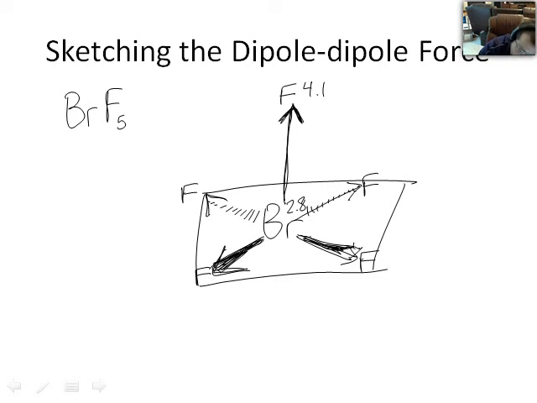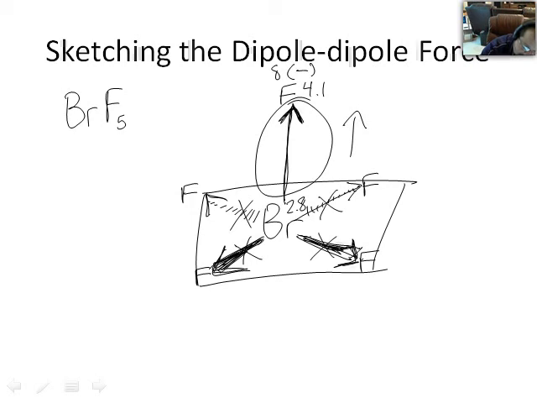Well, now we have to look. There's going to be some cancels here. These are on opposite sides, so they're pulling equally and oppositely. This isn't canceled though. So what we end up with are electrons being pulled up, which gives us a partial negative up on this side and a little bit of positive from where they're being pulled from. So this would be considered a polar molecule.